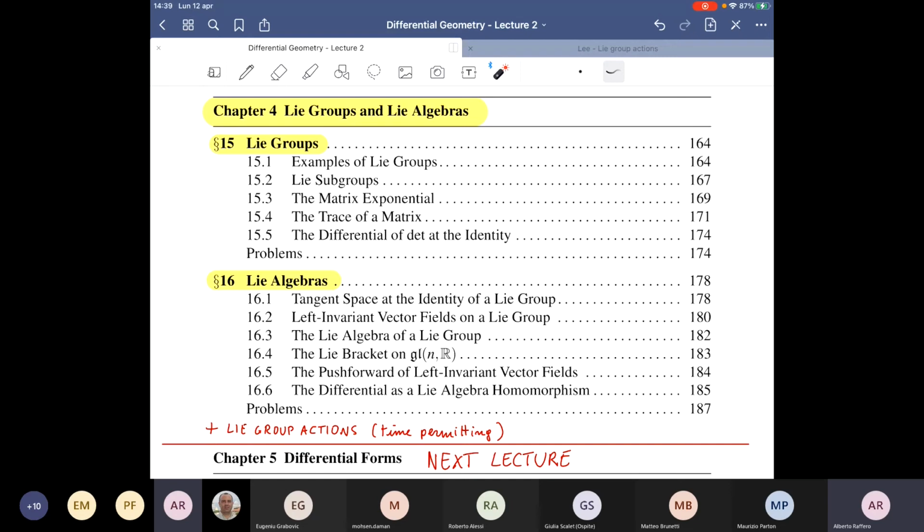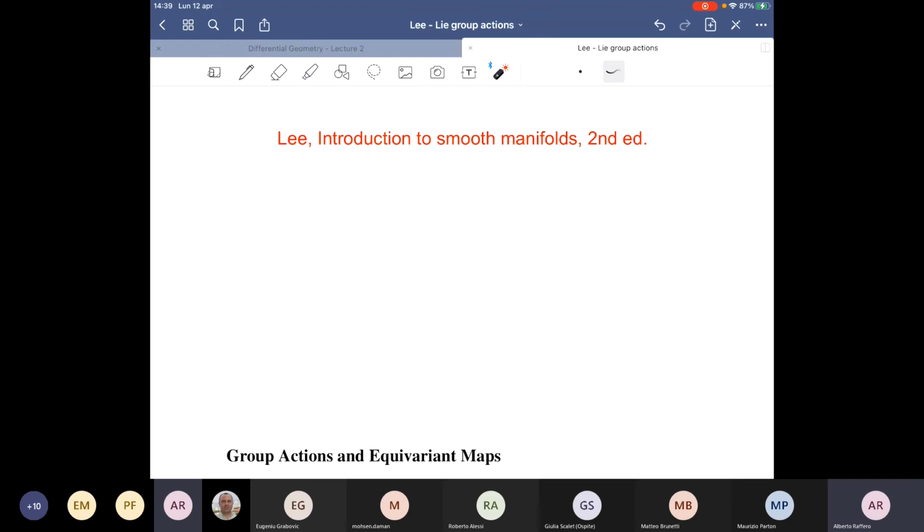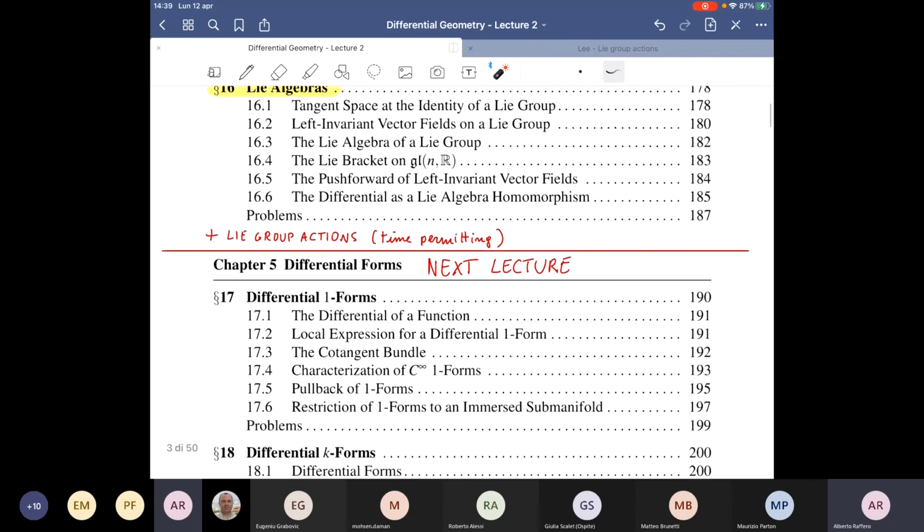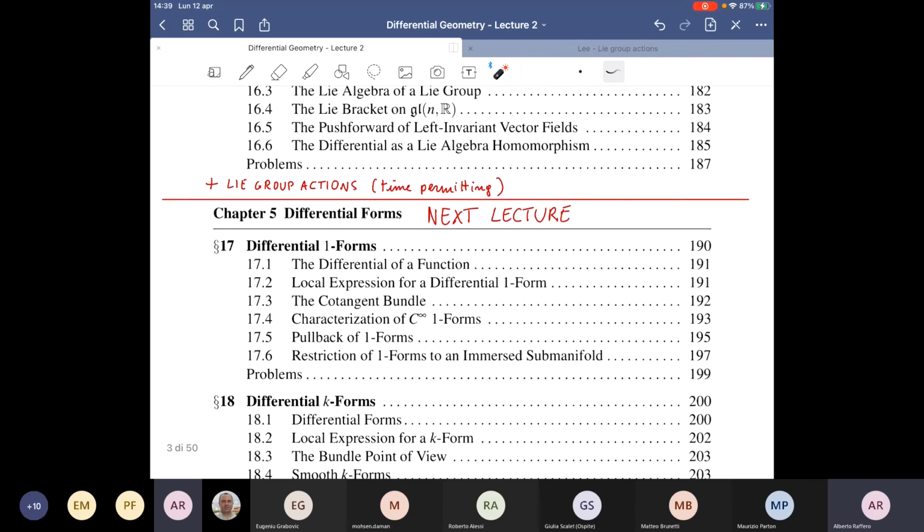And I have a further part coming from a book by Lie, which is this one here. And so if I have time, I shall discuss this part here also. And so this is the plan for today, and then in the next lecture you will start again from here, so studying differential forms again with Maurizio.